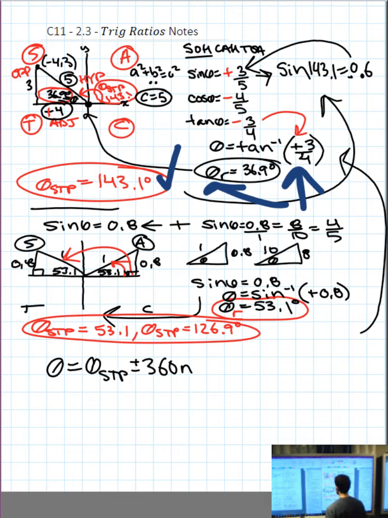So what does this mean? Well, we know that the angle can be here, 53.1, or we can add 360 to it, or add 360 to it, or add 360 to it. Or we can be 180 minus 53.1, 126.9. And we can add 360 to it, and add 360 to it, and add 360 to it. So we have what's called a general solution.